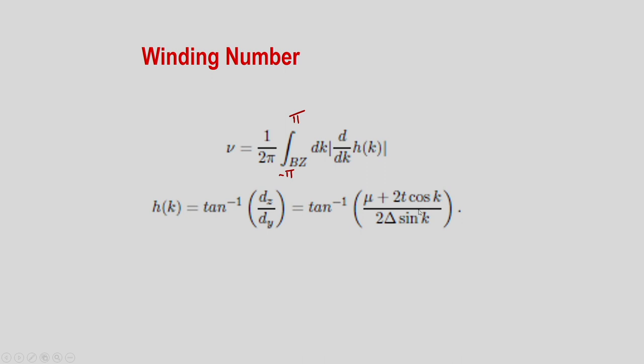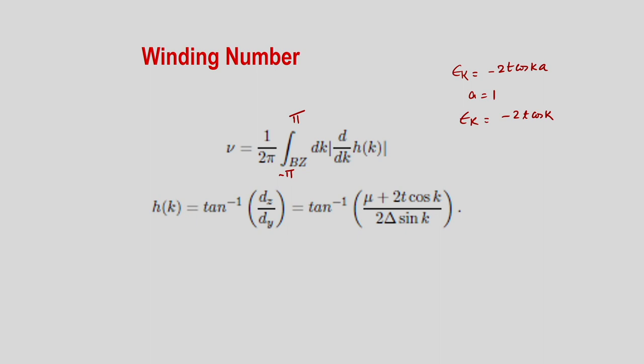which is equal to tan inverse of (mu plus 2t cos k) over (2 delta sin k). This 2t cos k is nothing but the epsilon k, which is equal to minus 2t cos(ka). We have taken a equal to 1, so epsilon k is minus 2t cos k. That's the band energies, the tight-binding energies of the wire. Mu is of course the chemical potential, and delta is the superconducting pairing amplitude.